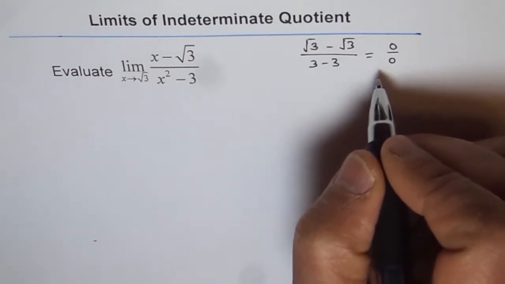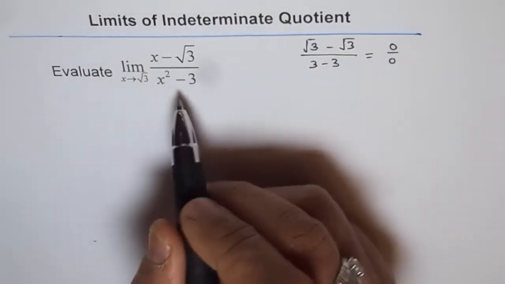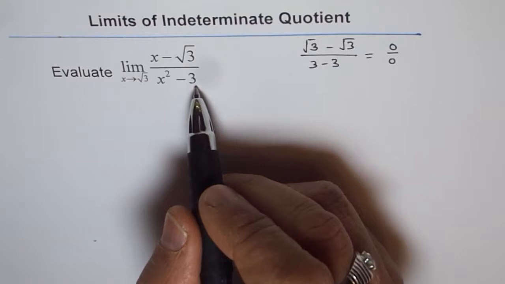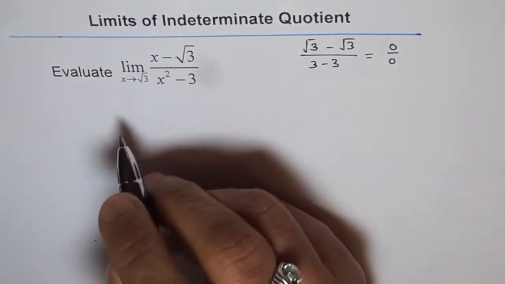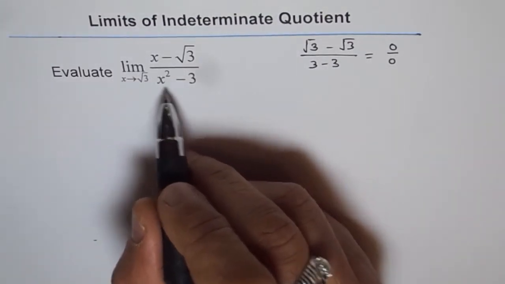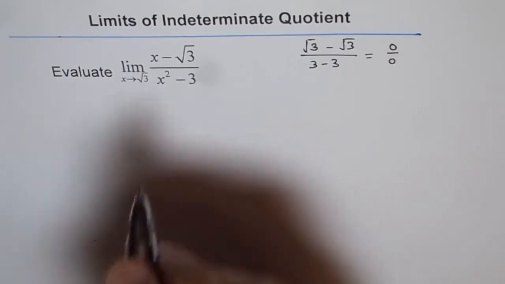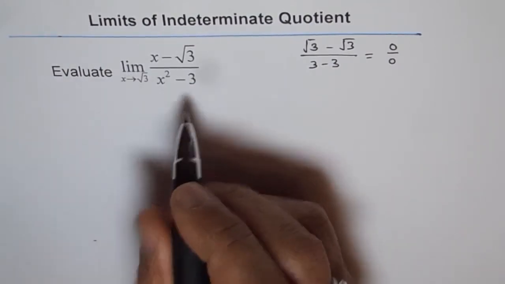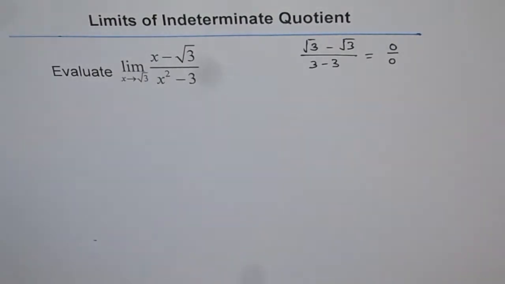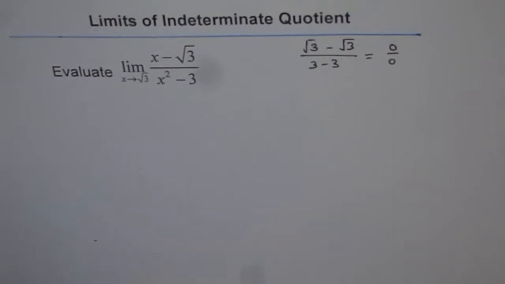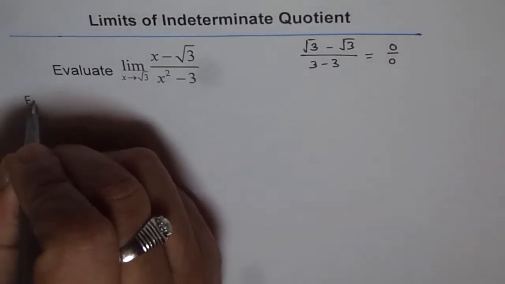So this limit could be found by factoring, or we could do rationalization. We could actually adopt either of the two methods, right? Both are good enough, so I'll show you both in this case. First we'll adopt factoring. So let's factor first.